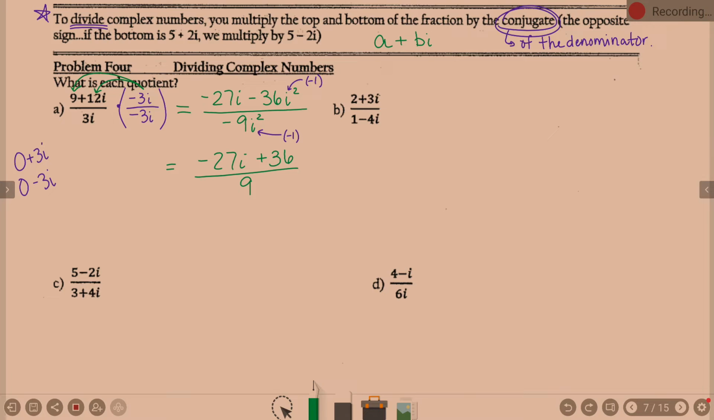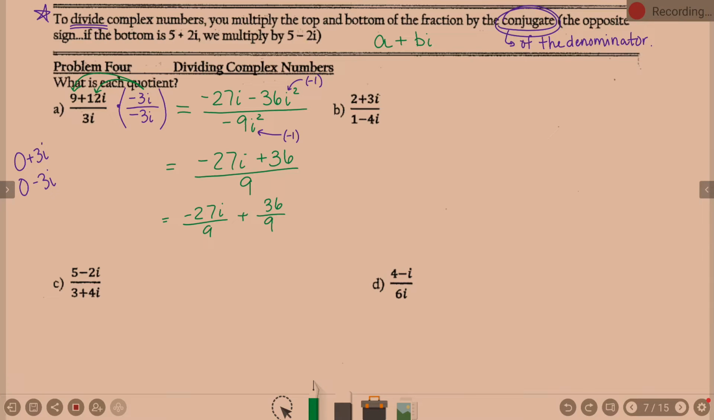That denominator of 9 goes with 36. It goes with both of them, right? It goes with the 27i and the 36. And so I'm going to write this out: -27i over 9 plus 36 over 9. In other words, when you have one denominator, it goes with every piece of the numerator, every term. So in this case, both terms.